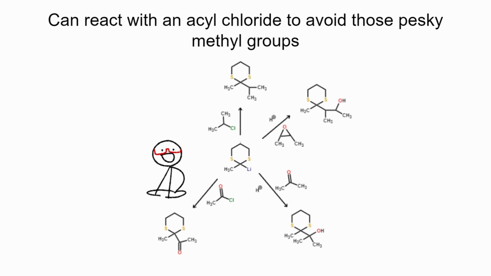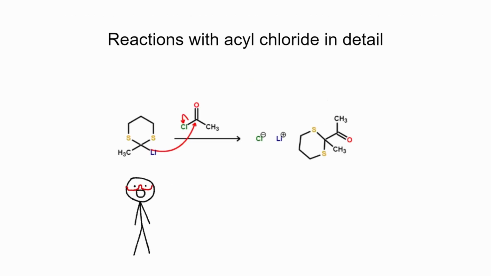The next reaction we have is that of the sulfur protecting group and acyl chlorides, which can be used to avoid those pesky methyl groups. The reaction is simple really. All that happens is that the nucleophilic lithium bond will attack at the carbonyl carbon and kick off the chloride, substituting the lithium with this ketone group.